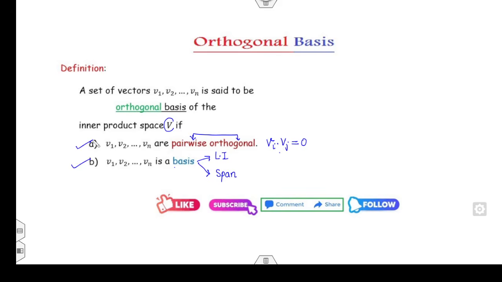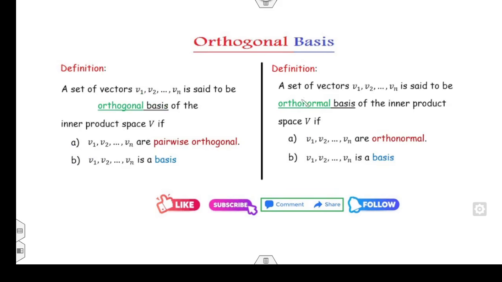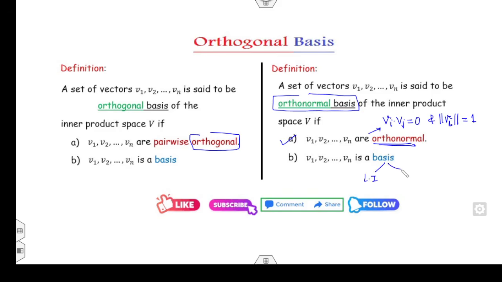So once you prove A and B, then you can say the vectors form an orthogonal basis. On the other hand, how do you prove that a set of vectors is an orthonormal basis? Instead of proving that they are orthogonal, you have to prove that they are orthonormal. How do you prove orthonormal? That means vi dot vj must be 0 and the norm of each element must be 1. That is the first part. For the second part, again you have to prove that they are linearly independent and that they span.